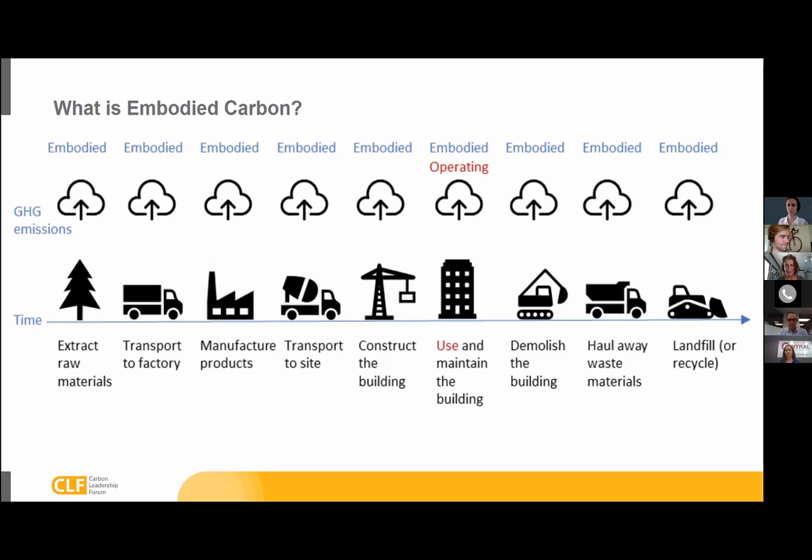We always do a brief, for those of you who've joined us before, a brief embodied carbon 101. Essentially, in the life of the built environment, it goes through all these stages: extract raw materials, transport to factory, manufacture the products, transport to site, construct the building or infrastructure. Operational emissions is what we think about when you're using and maintaining the building. It's turning on the lights and running your air conditioning. And then on the back end, demolition, hauling away the waste, and landfill.